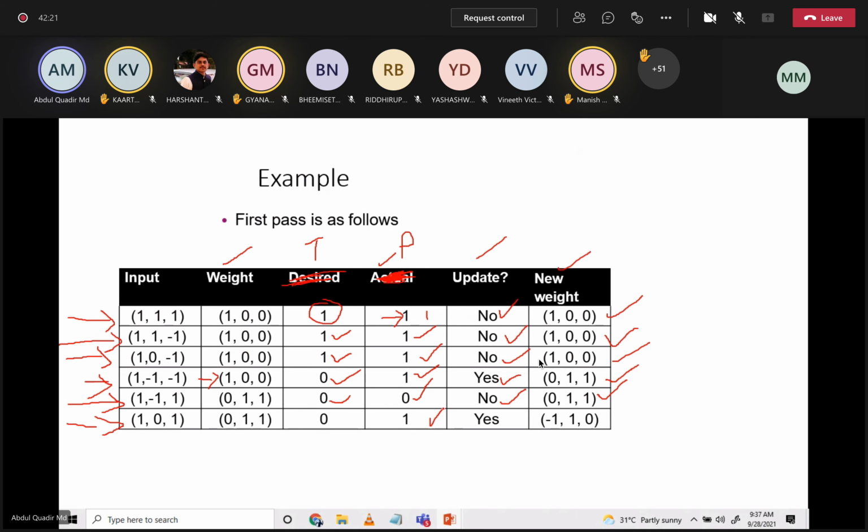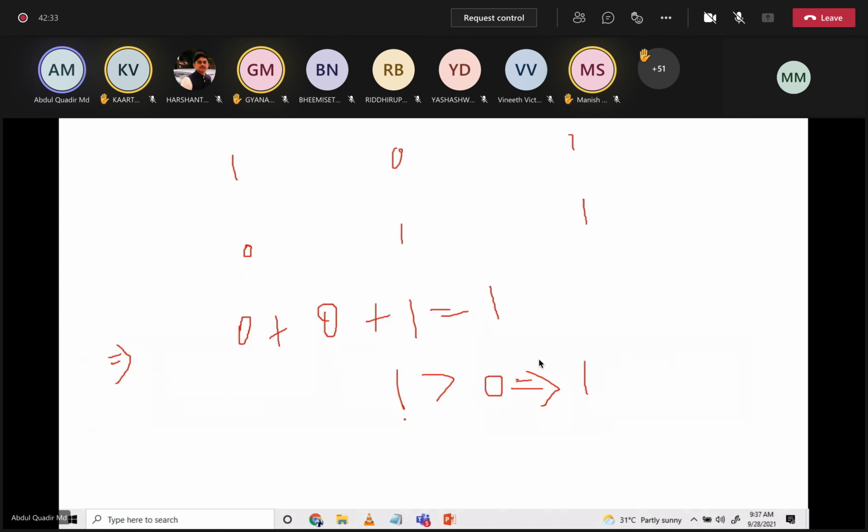So it has shot 1. What is the target output? 0. Is there any mismatch? Yes, there is a mismatch. So mismatch means we need to update the weights.